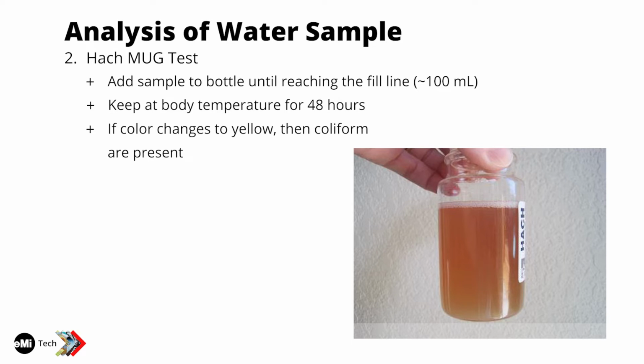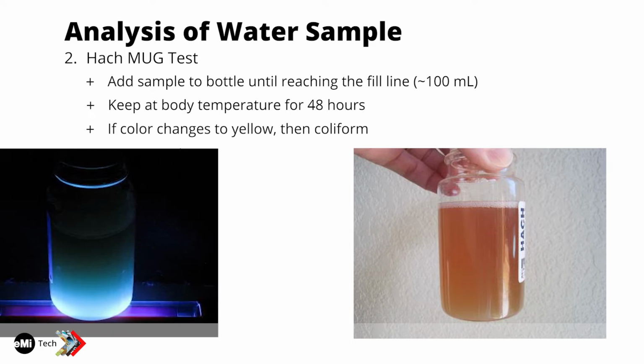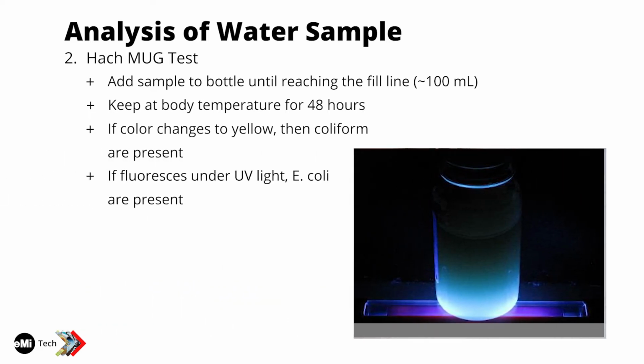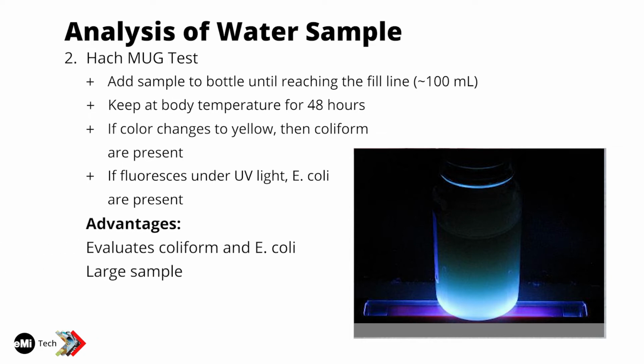And then as an additional step, if you shine an ultraviolet light on it and it fluoresces, so the sample turns kind of that milky white color that you see in the bottom picture, that indicates that E. coli are present. So again, we're not getting any kind of numbers here, but we're getting presence, absence. So advantages of this test is that it does directly evaluate coliform and E. coli, and it does consider a large sample, 100 milliliters.